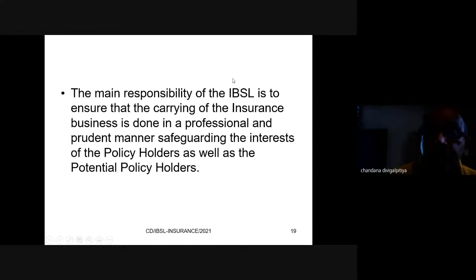The main responsibility of the IRCSL is to ensure that carrying out the insurance business is done in a professional and prudent manner, safeguarding the interest of policyholders as well as the protection of future policyholders. So basically, they protect the policyholders, present as well as future. They safeguard. That is the duty of IRCSL. So basically, they look after the interest of the customers or the policyholders.